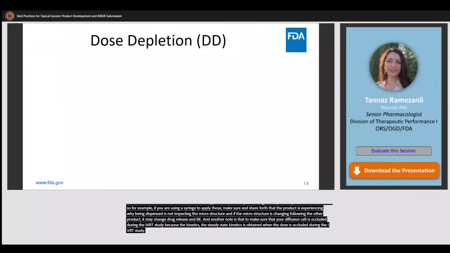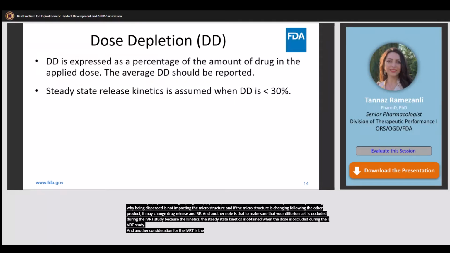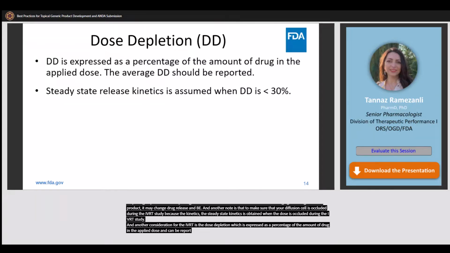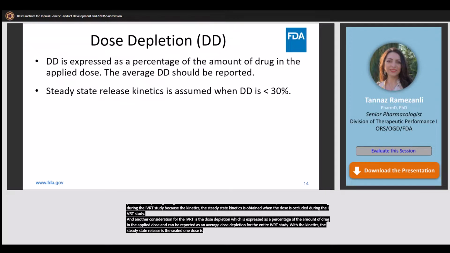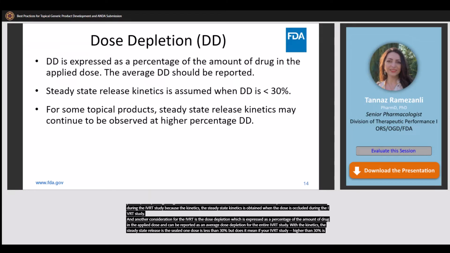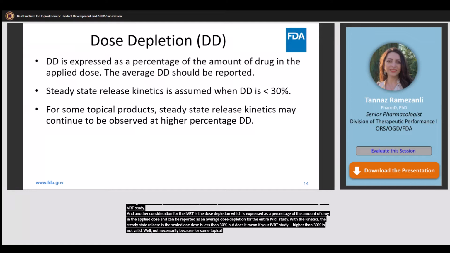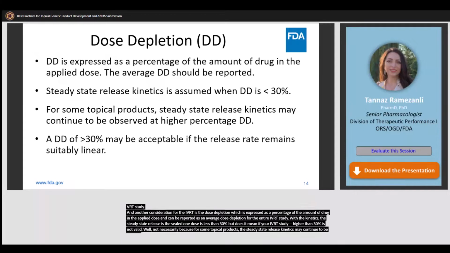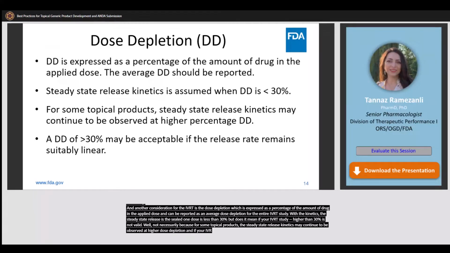Another consideration for the IVRT is the dose depletion, which is expressed as a percentage of the amount of drug in the applied dose and can be reported as an average dose depletion for the entire IVRT study. And per Higuchi kinetics, a steady state release is assumed when dose depletion is less than 30%. But does it mean if your IVRT study has dose depletion of higher than 30%, it's not valid? Well, not necessarily, because for some topical products, steady state release kinetics may continue to be observed at higher percentage dose depletion.